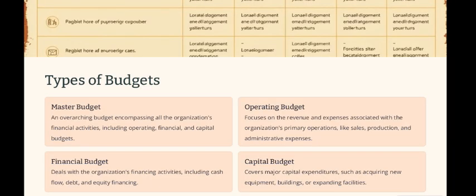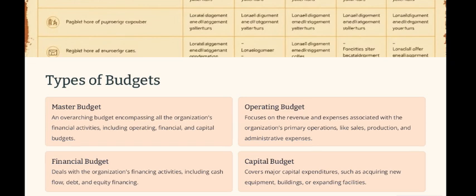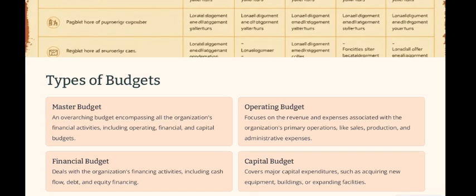Next, types of budgets. Master budget: an overarching budget encompassing all the organization's financial activities, including the operating, financial, and capital budgets. The master budget is the overall of the operating budget, financial budget, and capital budget. It focuses on all-round development of any country or any particular type of resources. Second one, operating budget.